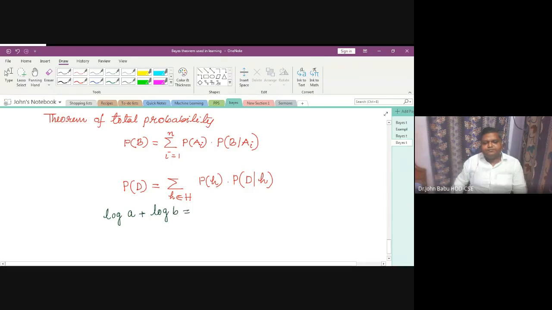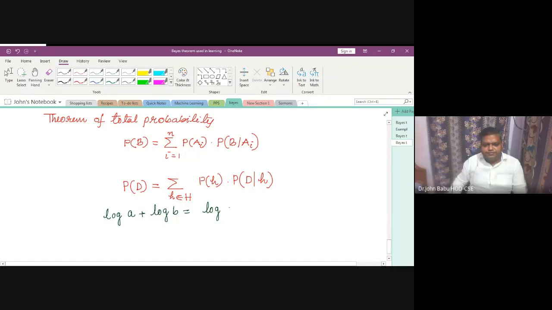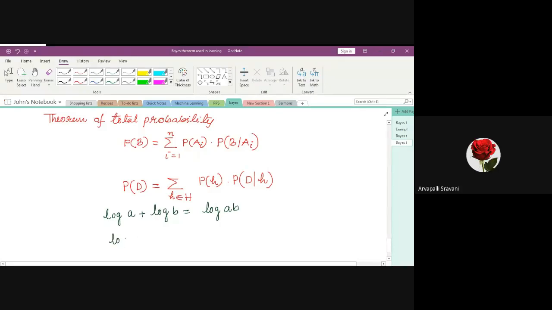Hello, are you there? Yes, sir. What is log A plus log B? Log AB, sir. Thank you. And what is log A minus log B? Log A by B, sir.